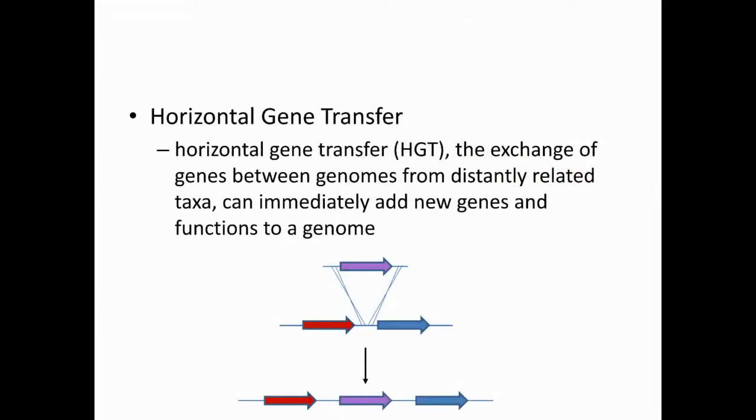Or you can have horizontal gene transfer. Basically, you exchange genes between the genomes of distantly related taxa, so that you can immediately add a new gene and function to the genome. Just like this is one organism and this is a second organism, and you acquire this gene from the second organism, then you have a new gene. So you have horizontal gene transfer.